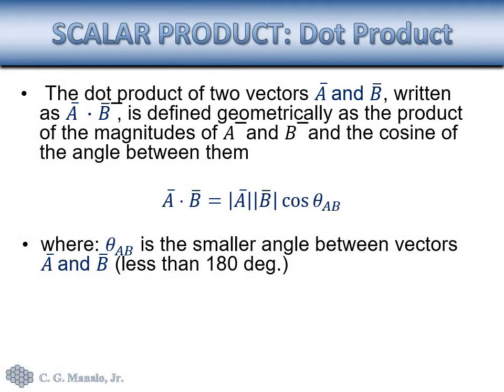A scalar product or dot product of two vectors always yields a scalar with a value equal to the product of the magnitudes of the two vectors times the cosine of the angle between the two vectors. Now, the angle should be chosen as the smaller angle between the vectors.